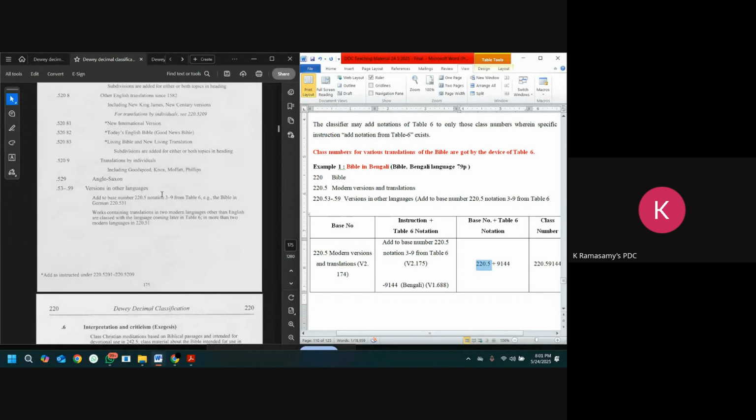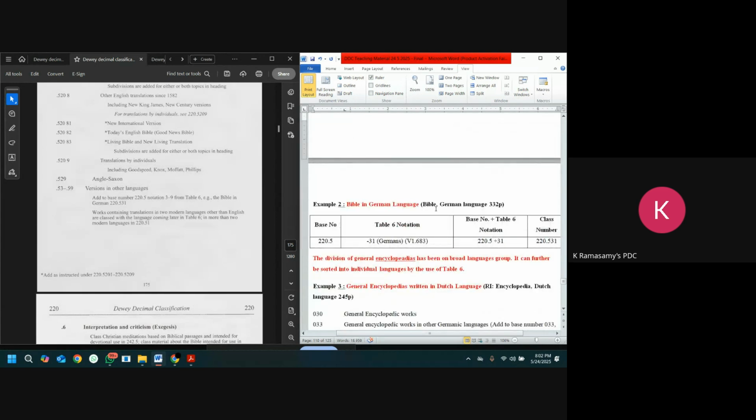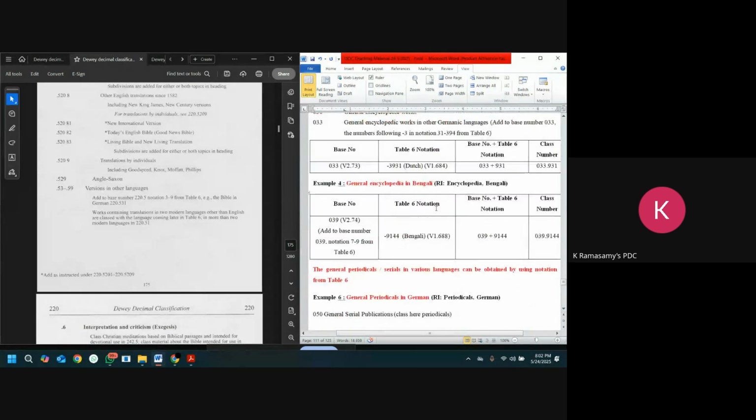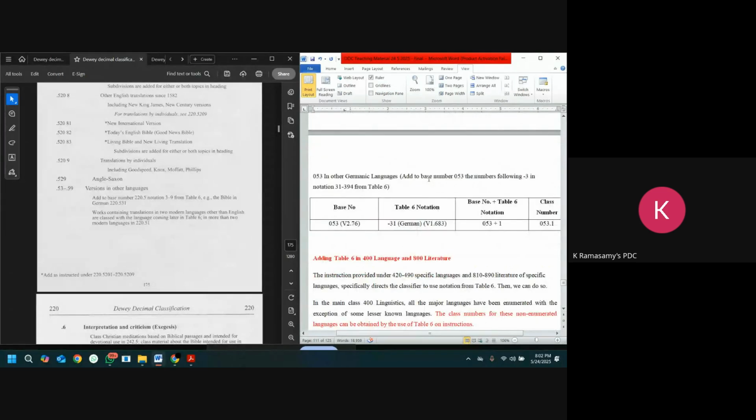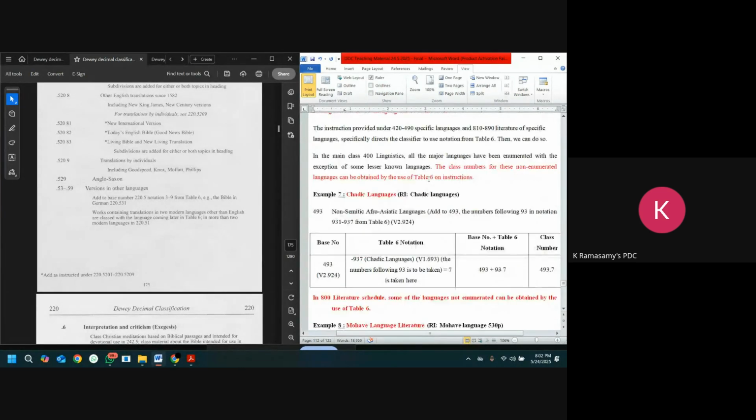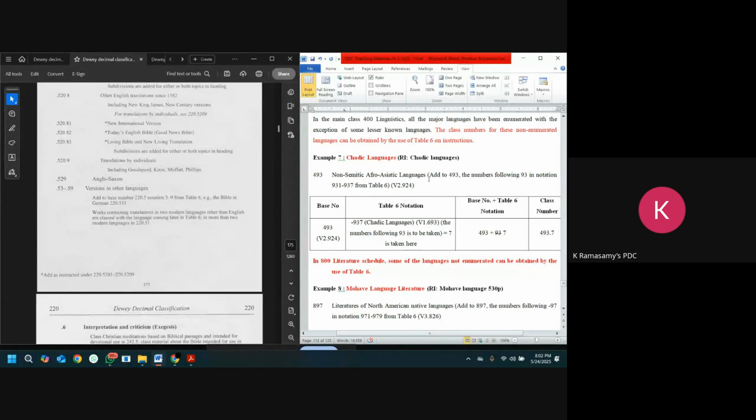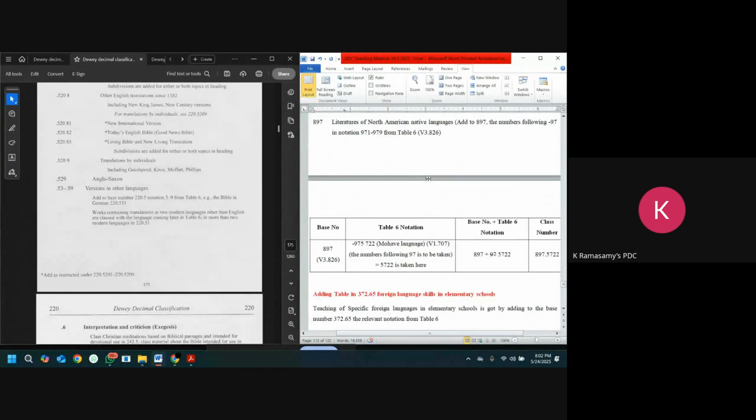So here there is a clear instruction to add table 6 to the main number. So adding it: 220.5 plus, what is the number for Bengali? I have taken this number from table 6, 9144. Very simple. When instruction is there, you can add it. Absolutely no problem. See, when there is no instruction also, you can try to add it through the numbers which are available there. Okay, you can try that.